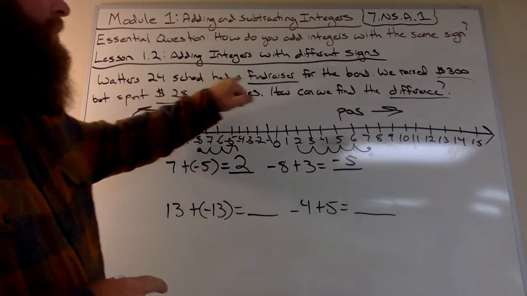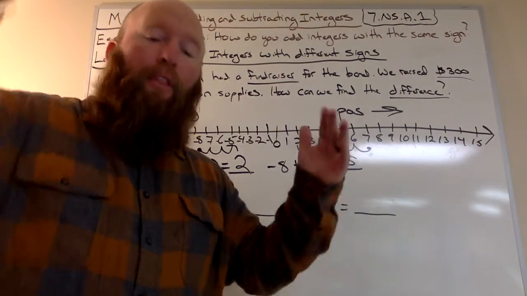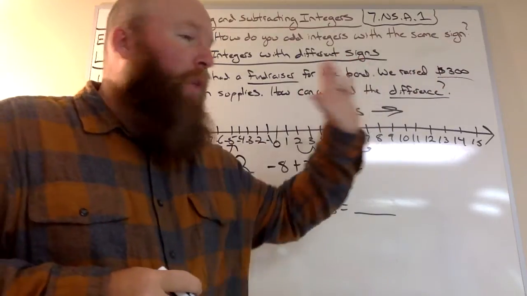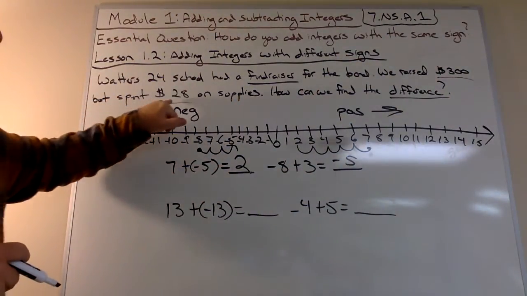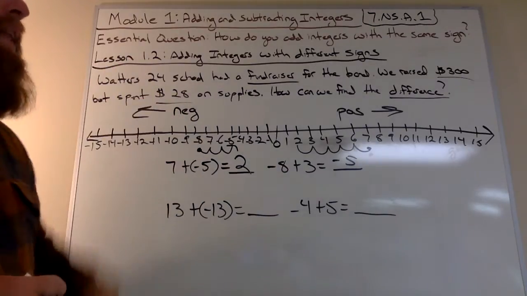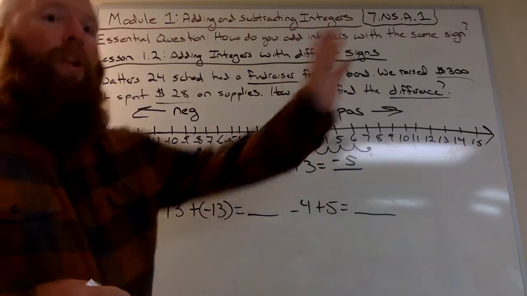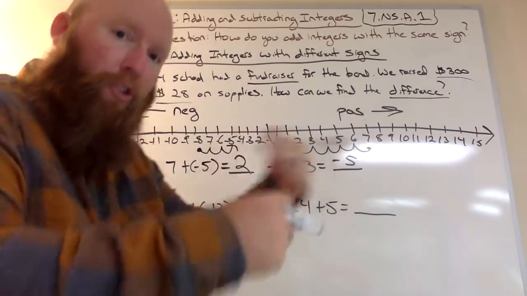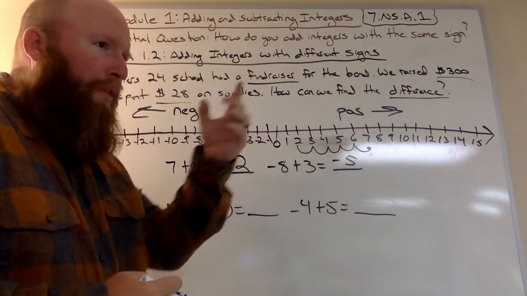Waters 24 School had a fundraiser for the band. We raised $300. So you raised, you gained, you got $300. So that's 300 positive. That's all the way to the right, 300. But then you needed some equipment or some supplies, so you spent $28 of that. So if you're doing the difference, okay, I have $300 here, but I know the difference that I need to take away from that 300 is 28.